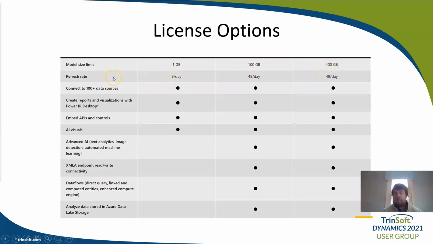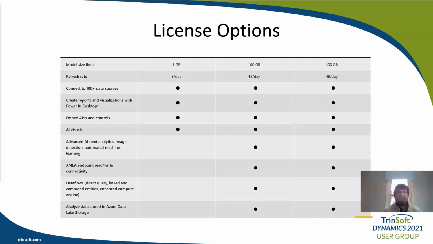Another important one is this refresh rate. In the refreshing, I can set up a report to auto refresh if I want to. At any time, I can manually refresh, and there's no limit based on this. But if I want to auto refresh things, I do have a limit. With Power BI Pro, I can do that 8 times a day, and you can see with the premiums, I can go up to 48 times a day.